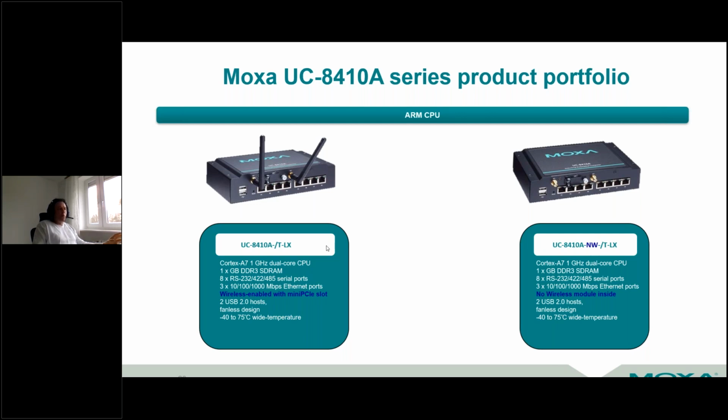UC-8410 is proposed with 1 gigahertz dual core CPU, which is running on 1 gigabyte DDR3 memory, and it features very high density of serial ports, RJ45 realized. All serial ports, 8 of them, are RS-232, 422, or 485 software selectable. 3 independent LAN networks are presented, 3 independent IP addresses. USB hosts for data expansion, storage expansion, or for booting external operating system.